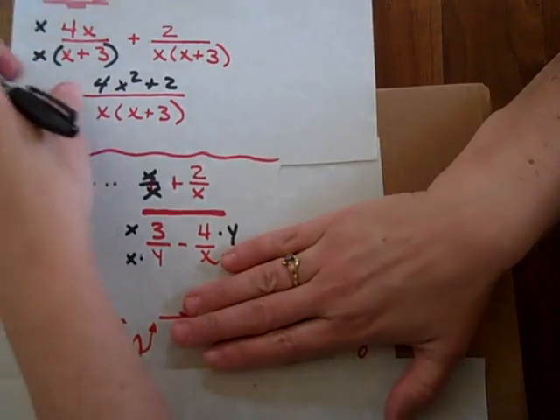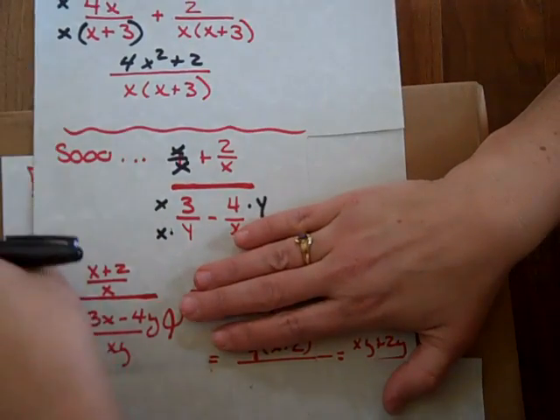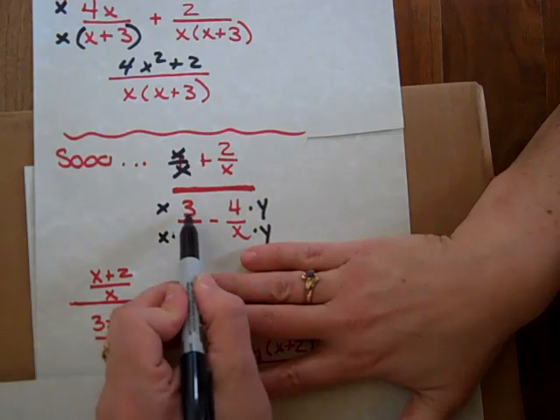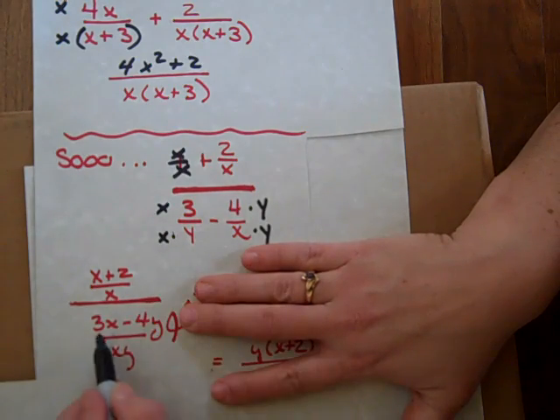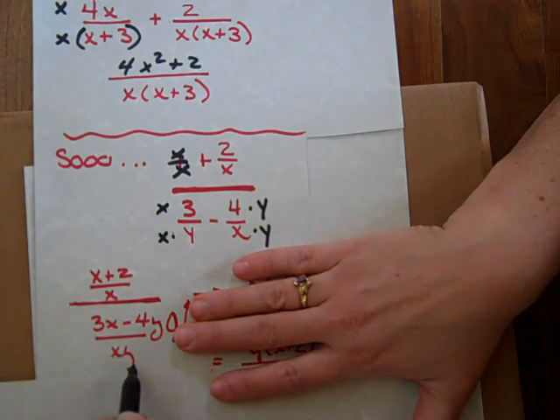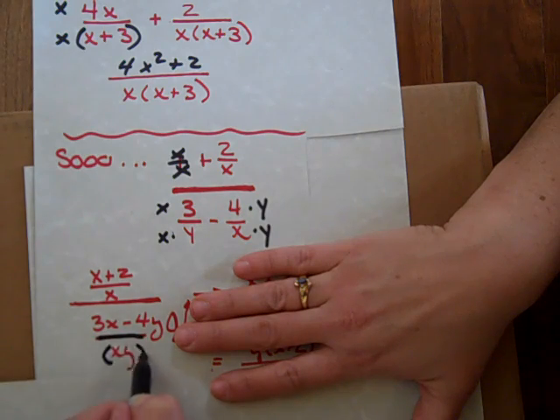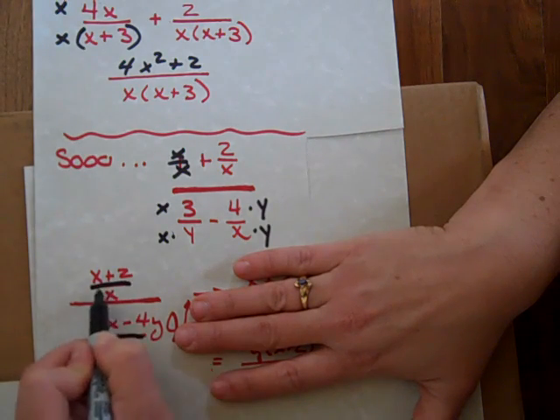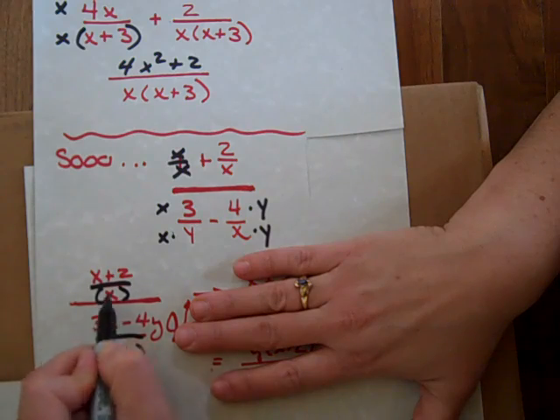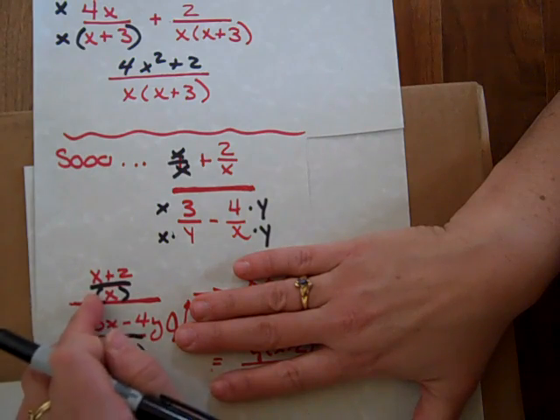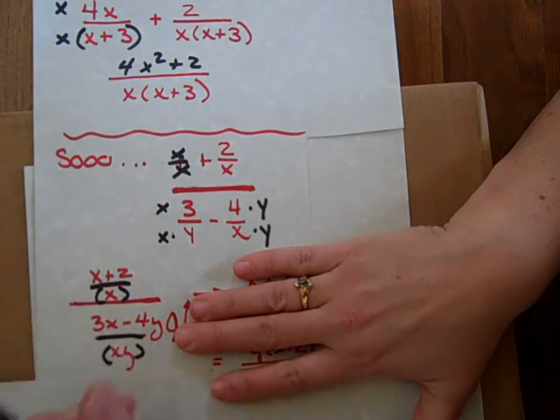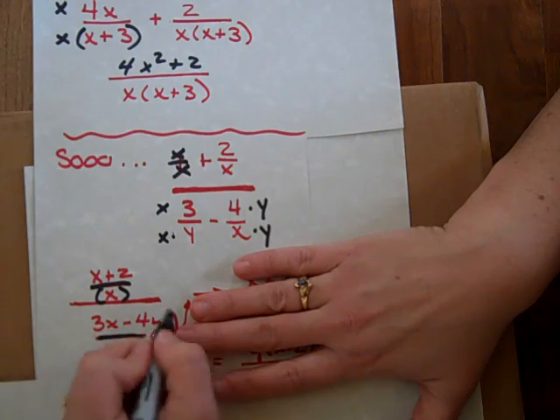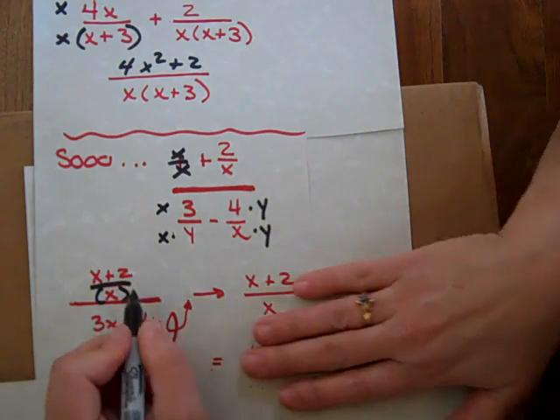And on the bottom, I have a 3x minus 4y all over xy. Now, because it's all glued together with this denominator, and that's the big kick, is to realize that the numerator and denominator each have to have their own denominators within them, we can multiply by a reciprocal. So we're going to go ahead and multiply by a reciprocal.